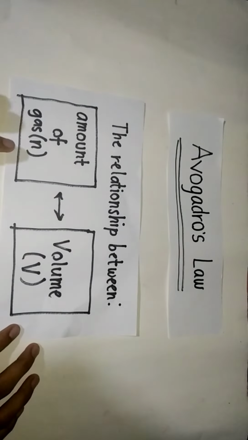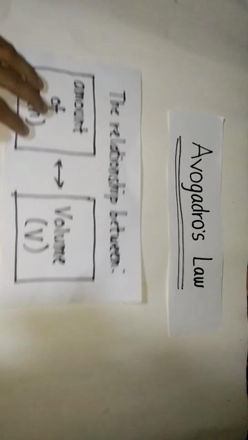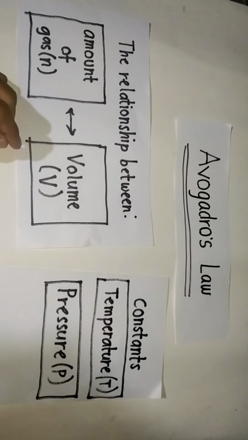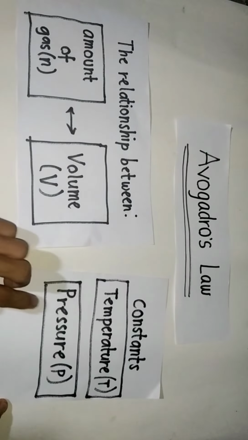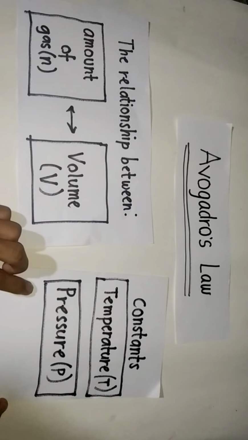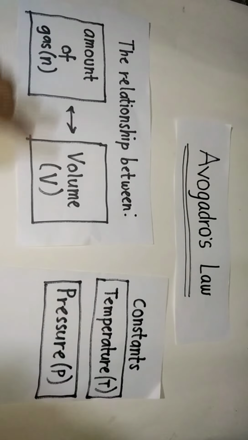This time, let's talk about Avogadro's law. Avogadro's law was first introduced by Amadeo Avogadro. When we talk about Avogadro's law, it is the relationship between the amount of gas and the volume of a certain object, where the temperature and the pressure are held constant. When we say constant temperature and pressure, there is no change of temperature and pressure. Instead, our variables here are the amount of gas and the volume only.